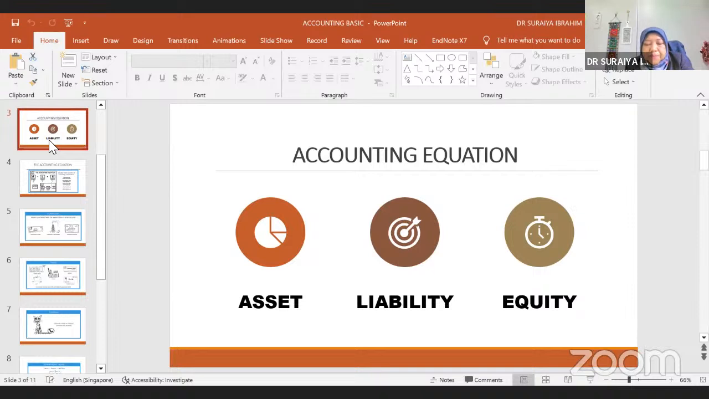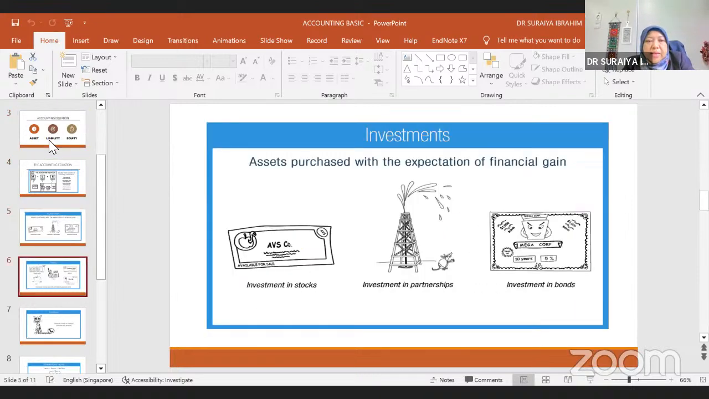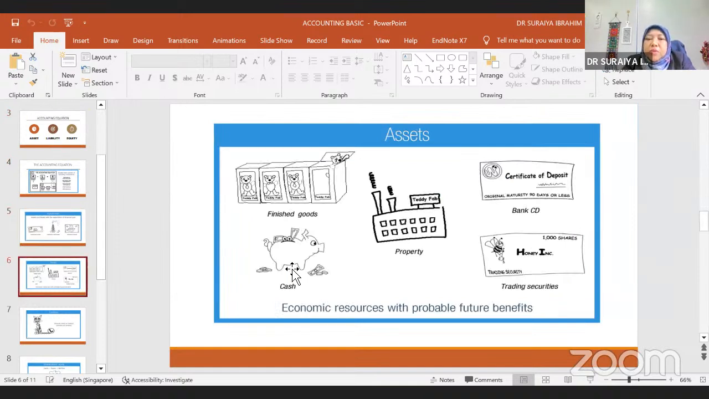Assets intentionally generate economic benefit. For example, liquid assets such as cash are very liquid, easy to convert and easy to use. Cash, cash equivalents and cash flow. This type of liquid asset, for example cash and also inventory or stock of the product, is very easy to convert into cash.